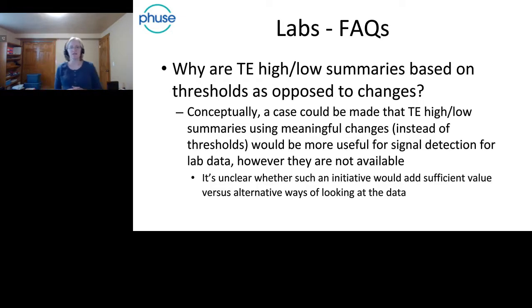Okay, another frequently asked question is, why are treatment emergent high-low summaries based on thresholds, as opposed to changes? Conceptually, a case could be made that we should look at changes instead of whether you're above or below a threshold. I think a case absolutely can be made for that. But the current problem is they're really not available. What would we use? So maybe that is a future project, where having meaningful changes for each lab be established. And if that's established, that might actually be more meaningful than whether you are above or below a particular threshold.